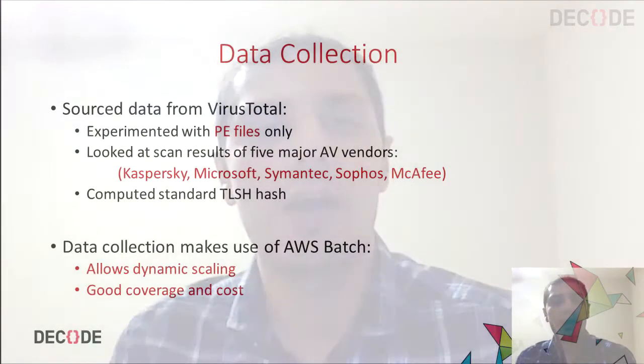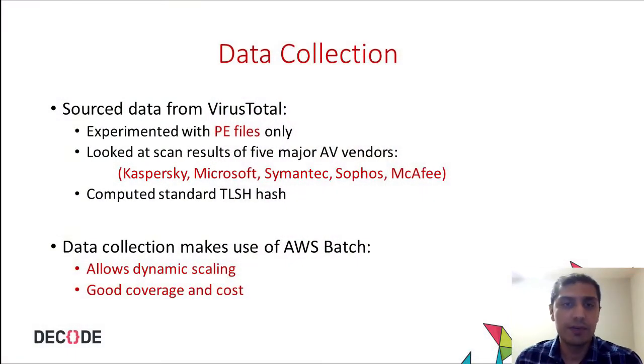So next up, I will briefly discuss our data collection. We have sourced our data from VirusTotal. In this study, I focused mainly on the PE files, but we have plans to expand that to other types of files like HTML or ELF. I looked at 5 different AV vendors: Kaspersky, Microsoft, Symantec, Sophos, and McAfee.